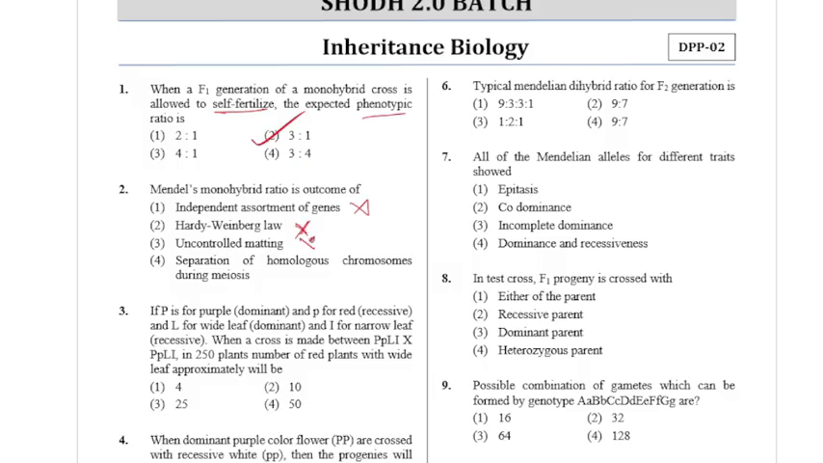Uncontrolled mating, no. It is actually the separation of homologous chromosomes during meiosis. And after the monohybrid cross, Mendel gave the law of segregation.